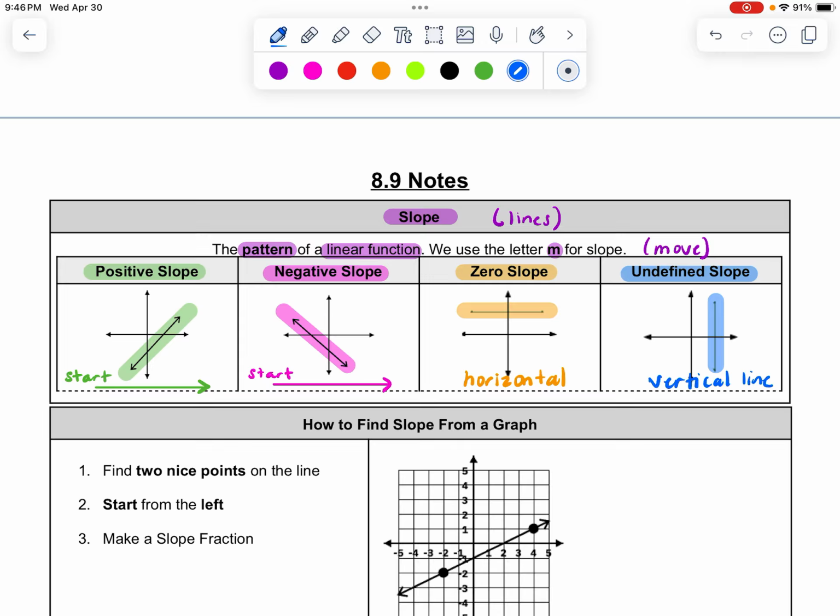I like to think about that as if you tried to ski on this slope, you would not exist because you would be a pancake at the bottom of the hill. So we say that you're undefined if you try to ski on that slope.